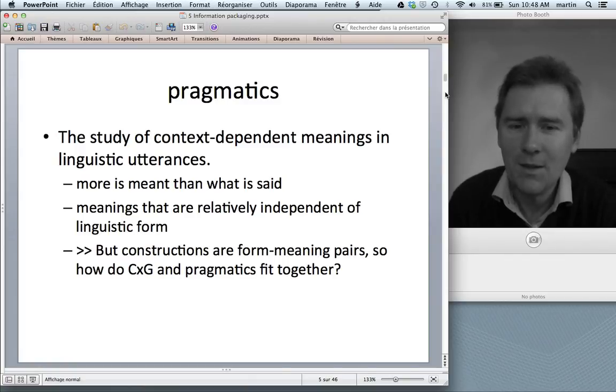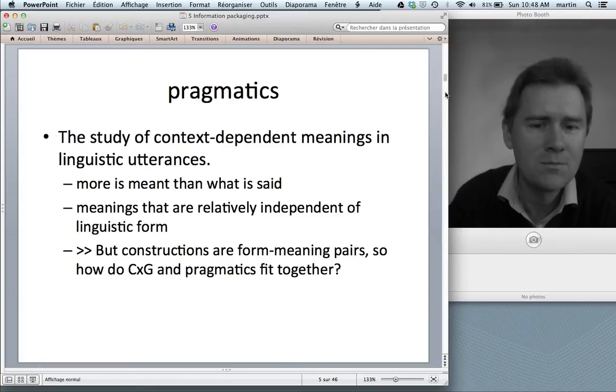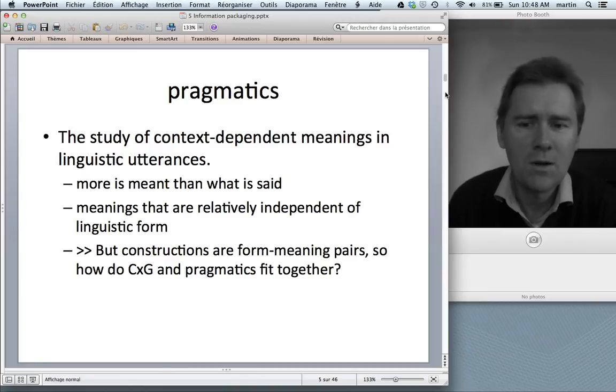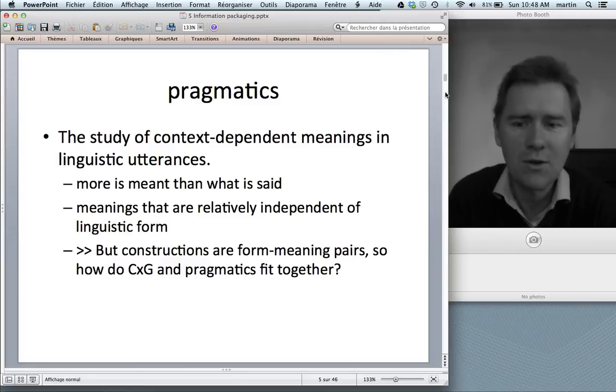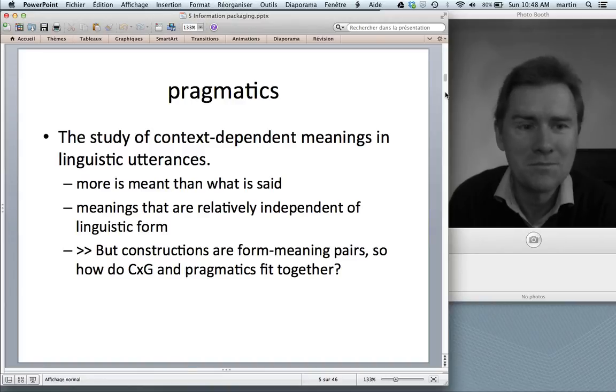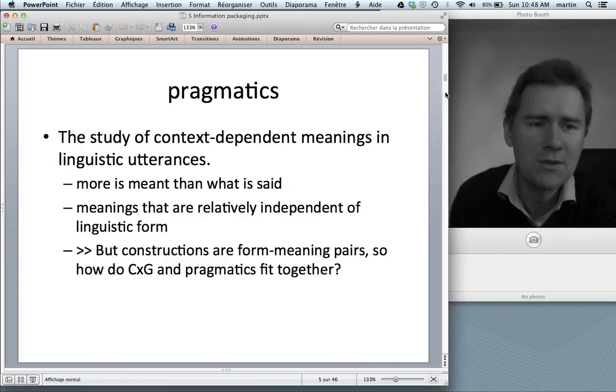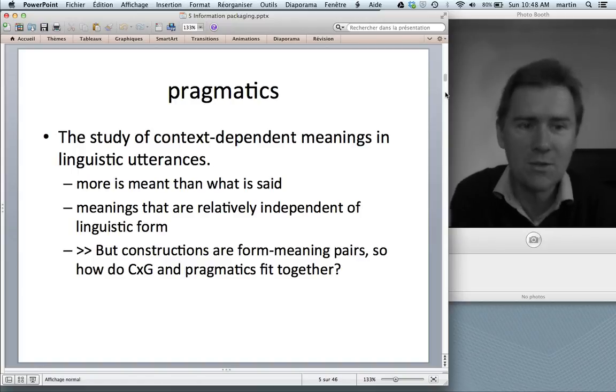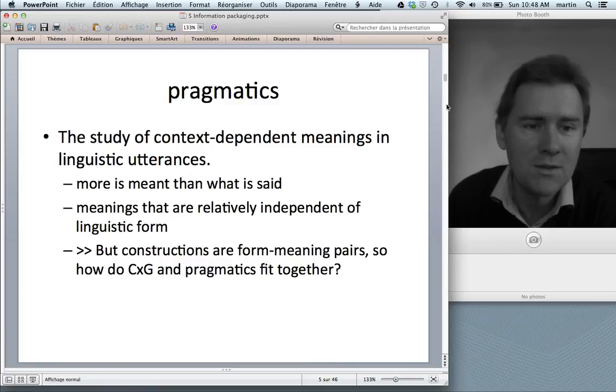Now, if constructions are thought of as form-meaning pairs, a form conventionally tied to a certain meaning, that means this view of pragmatics is a little difficult for our theory. How do construction grammar and pragmatics fit together if there are no conventional ties between a construction and its contextual meaning? That's something of a challenge, but we will see that in information packaging constructions, there are indeed conventionally associated pragmatic practices associated with morphosyntactic forms.